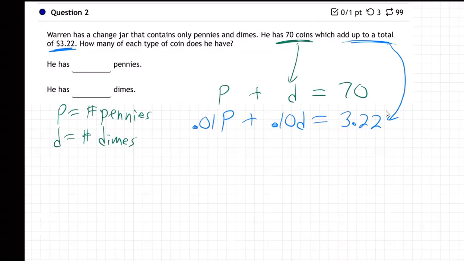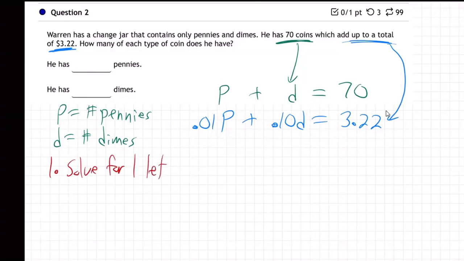Is that making sense? And that's because every penny, as you know, is worth 1 cent. So P is the number of pennies, D is the number of dimes. So the number of pennies times 1 cent each, plus the number of dimes times 10 cents each, adds up to equal the total value of the money, 322. So there's our two equations with two letters. So you know the drill.